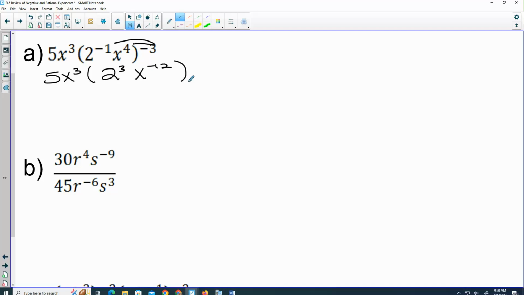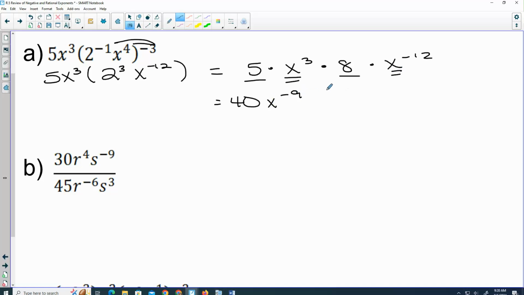So we're multiplying together the things that we can. So this is like saying we have a 5 times an x to the 3rd times, what is 2 to the 3rd? Times an x to the negative 12. What is 5 times 8? x to the 3rd times x to the negative 12. Right, we have to add those exponents. And then, to finish, anything with a negative exponent goes to the denominator. So we get 40 over x to the 9.